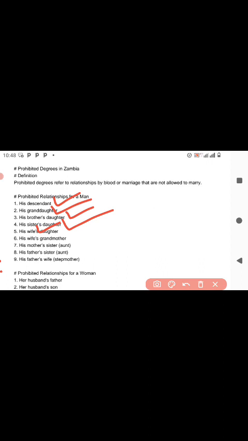Then his wife's grandmother, you cannot. Mother's sister, who is the aunt, you cannot. His father's sister, he cannot get married to that one, and also his father's wife. You know, sometimes some fathers may have a young wife like that, and then you are the firstborn son to your father, and you find that you start getting attracted to that mother who is your stepmother. It is not allowed. You cannot do that under statutory marriage.